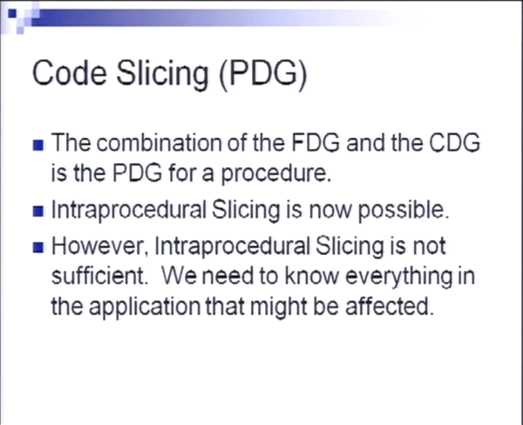So if you combine the flow dependence and control dependence graphs, this is the program dependence graph for a procedure. So now we can do procedural slicing, slicing of different functions. However, this is not sufficient because we do need to know everything that is affected by the code that is detected. So it's not really worth just knowing what effects in the function it's in.